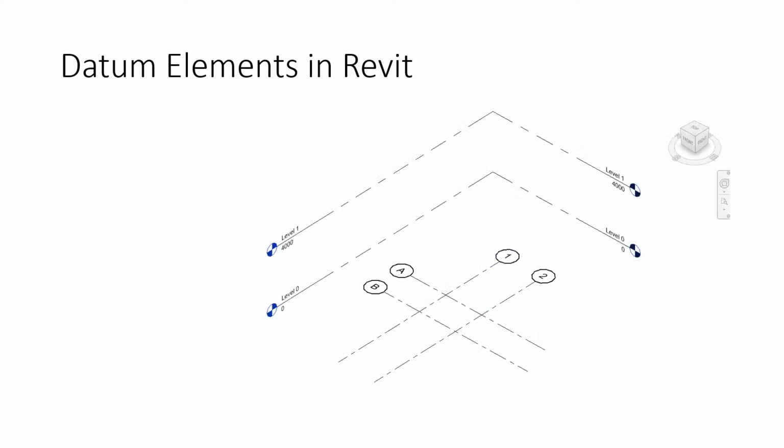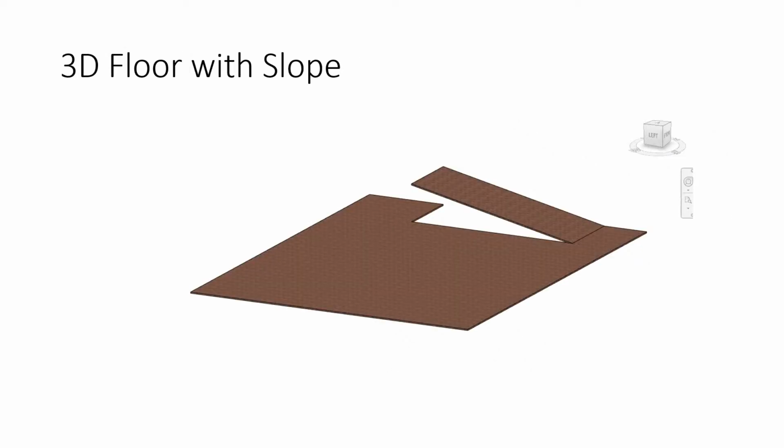Datum elements. What is a datum element? It's very important to understand. When you are starting to model anything, you need to know where you are modeling. Every element will fit on a reference plane or on a work plane. We have grids, levels, and reference planes as datum elements in Revit. We are going to see how that works, what is 3D extent, and what is 2D extent. Those things we'll learn.